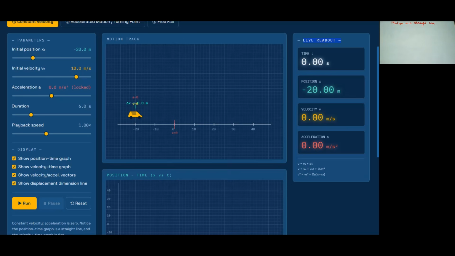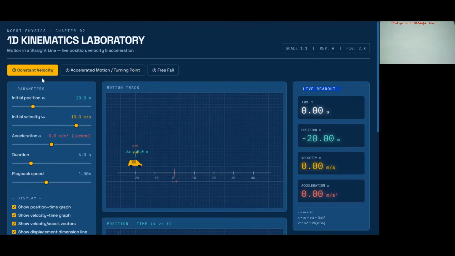Okay. So first of all, I have selected constant velocity here. You can see that. Notice that the acceleration slider is locked. Here you can see that acceleration is locked.